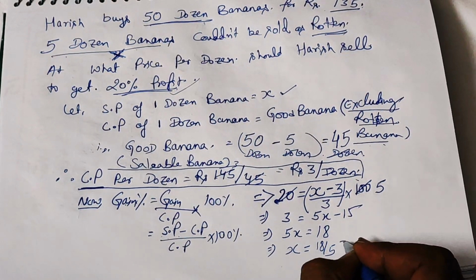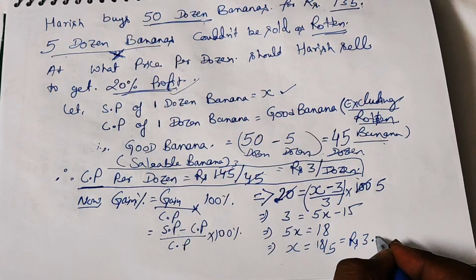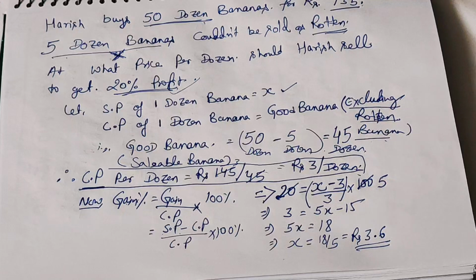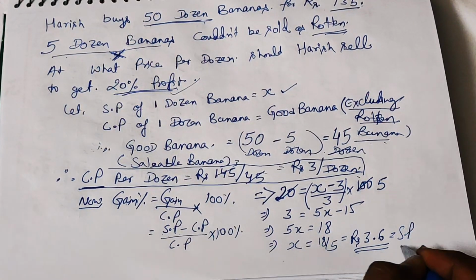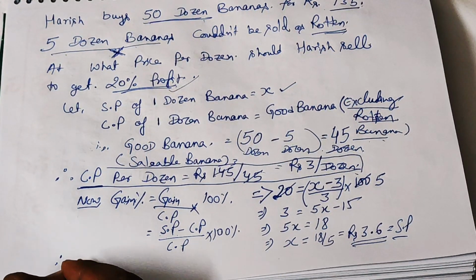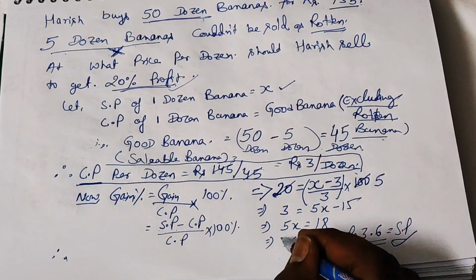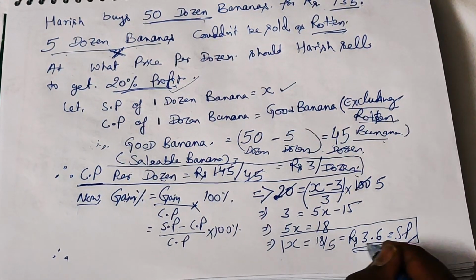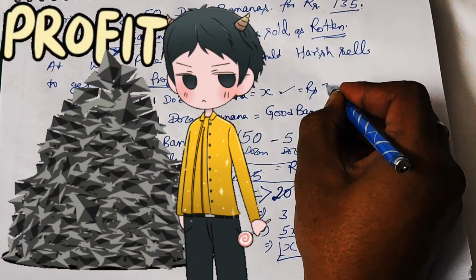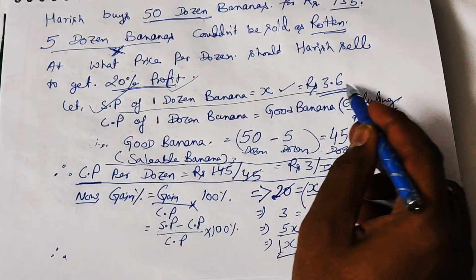So you are getting 18 by 5 as rupees 3.6. So rupees 3 and 60 paisa is the selling price of 1 dozen bananas. The selling price per dozen is rupees 3 and 60 paisa. So this is the answer. When Harish sells the bananas at rupees 3.6, he will be making a 20% profit. So in this way we solve this.